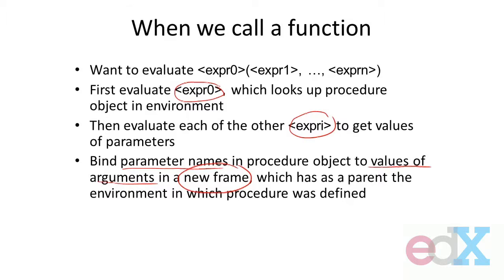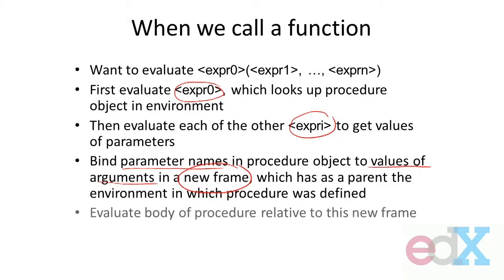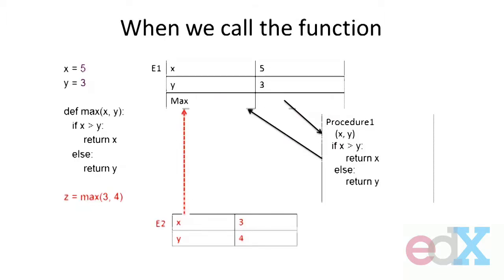That's going to create a new context. It's going to look just like an environment. It's going to have names, in this case of parameters, with values associated with them. And relative to that environment, I'm going to evaluate the body of the function. And that's going to use exactly the same rules. So I evaluate the body of the procedure relative to this new frame. And so, for example, if I were to now call max of 3 and 4, right there, I'm going to bind the value of that to z when I'm done.